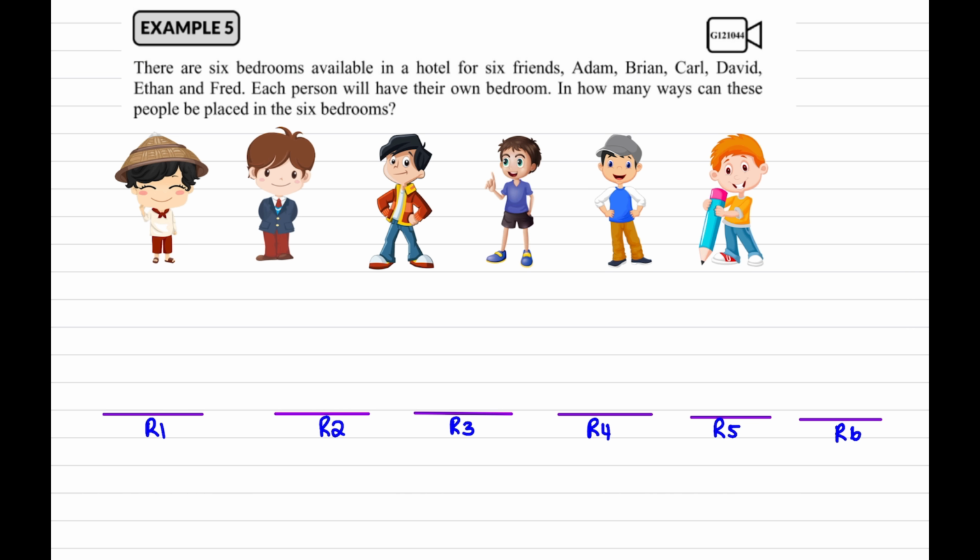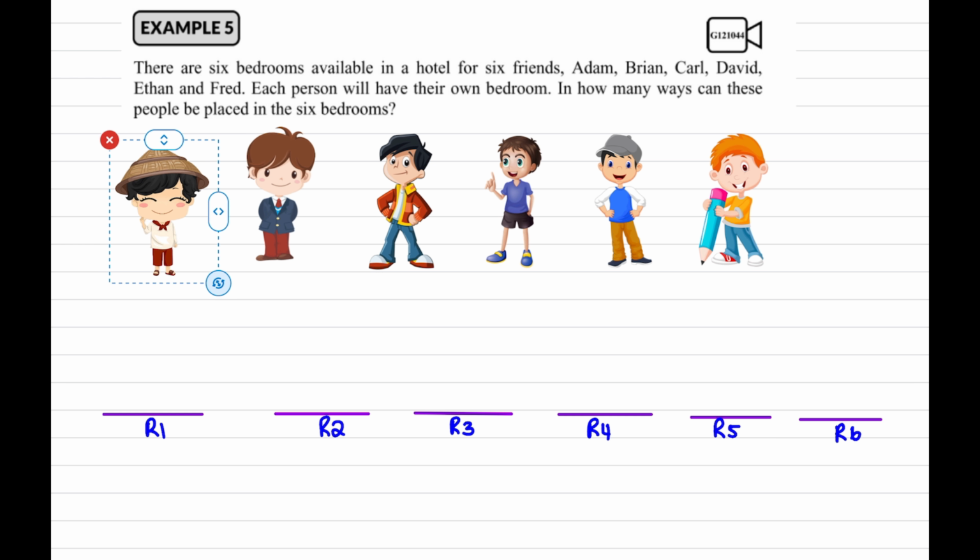Now let's use that in our final example for today. So let's move on to our third example. It's example 5 in our textbook. There are 6 bedrooms available in a hotel for 6 friends: Adam, Brian, Carl, David, Ethan, and Fred. Each person will have their own room. In how many ways can these people be placed in the 6 different bedrooms?